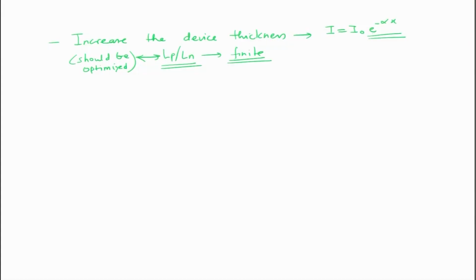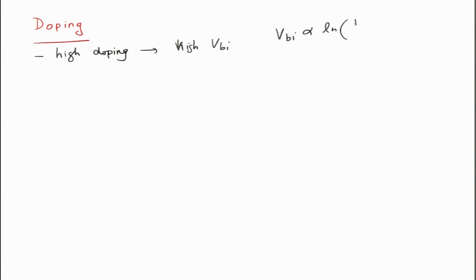So, these are certain methods to reduce the optical losses. And then of course, doping plays a very important role. High doping leads to a high built-in field, high VBI, because VBI is proportional to ln of NA ND divided by Ni square. So if you have high VBI, you are likely to get high VOC also.